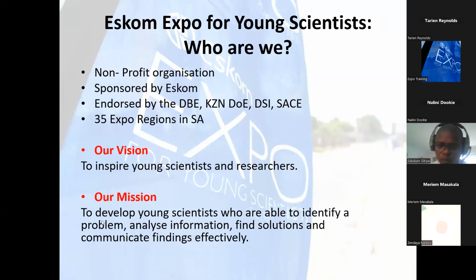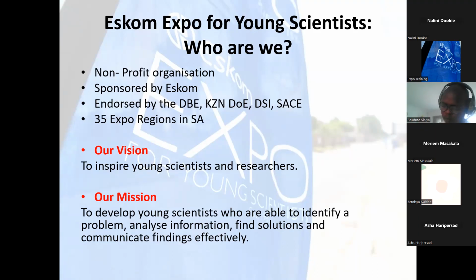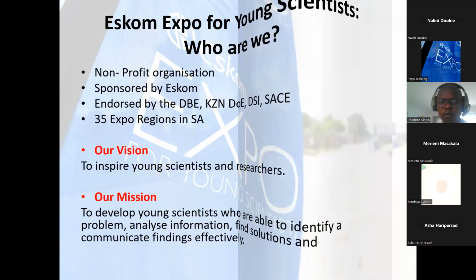Our mission is very important because it outlines the process of doing an Expo project. All of it is actually outlined in our mission: to develop young scientists who are able to, step 1, identify a problem. Step 2, analyze information. And here we're talking about information related to the problem, information related to the solution. Then you find a solution: select a solution that you think would be the best one for the problem you've identified. Conduct your research and then communicate findings effectively. So that's basically the Expo project in a nutshell.